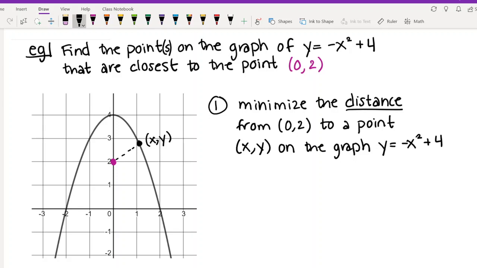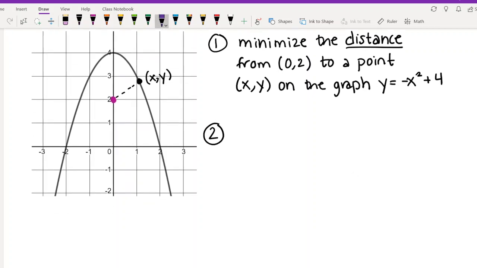Does that make sense? Because we're looking for a point that's closest, that means the thing we're trying to minimize is actually distance. Okay, so the next step is to write a function for distance. And I'm going to switch colors because we need a little color in here. So how do you write down the distance between 2 points?